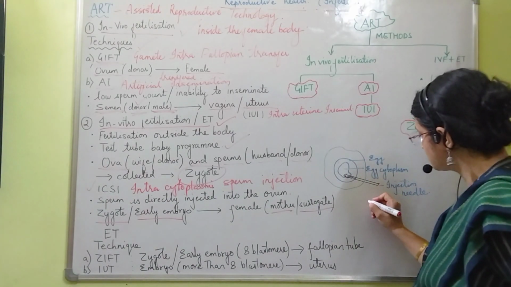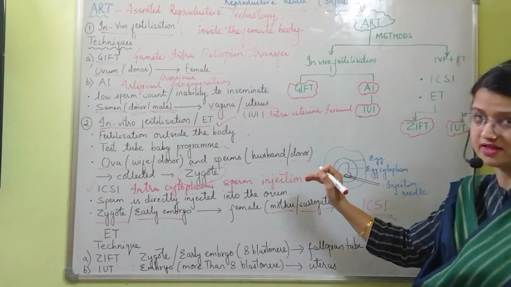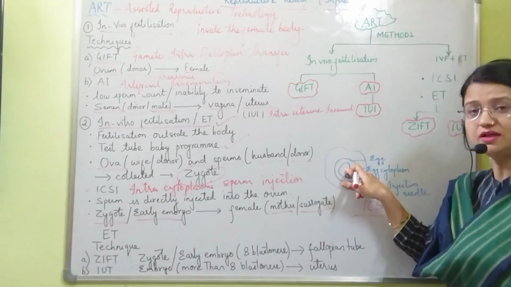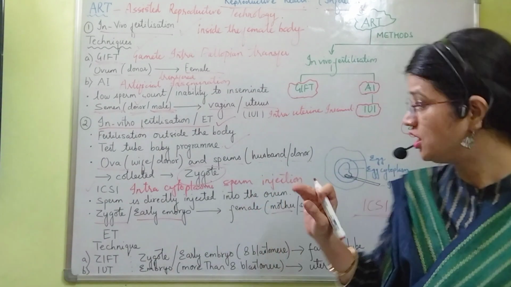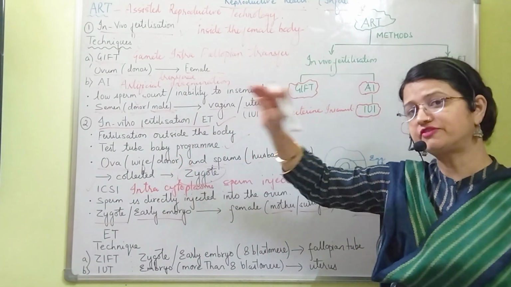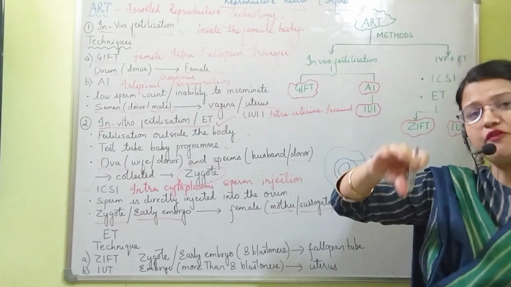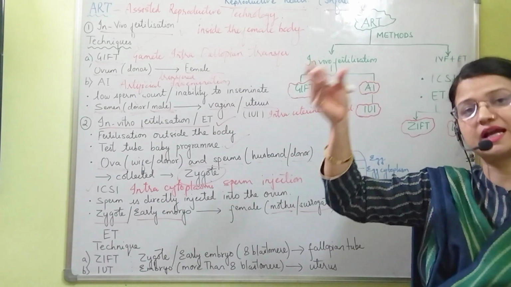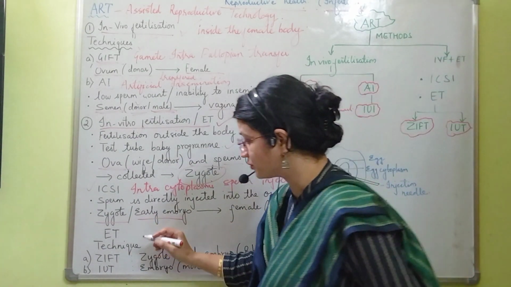So that technique is known as ICSI. Very important, when we directly inject the sperm into the ovum, that is known as ICSI. Clear? So now we have done the fertilization outside the body. Now after fertilization, what happens? The zygote formation takes place. Now we have to transfer the zygote inside the body. So what can we do? We can do two techniques.